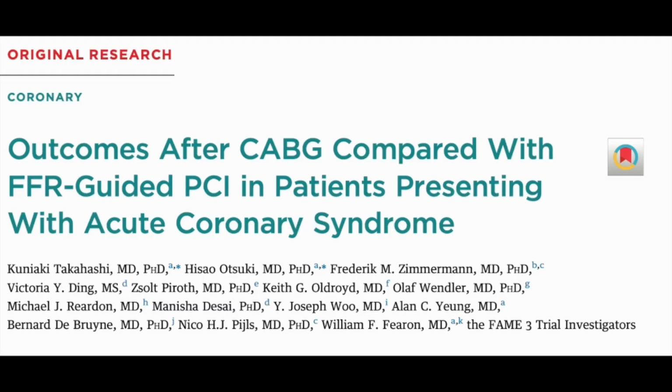So today we are very excited to feature a publication titled Outcomes After CABG Compared with FFR-Guided PCI in Patients Presenting with Acute Coronary Syndrome. Dr. Fearon, when you first presented the initial FAME3 results at TCT 2021, we learned that CABG demonstrated lower clinical event rates compared to FFR-guided PCI at the 1-year mark. Non-inferiority of PCI was not achieved, and there was some discussion whether the non-inferiority margin was set too high. With this context, could you walk us through the design of your current analysis?